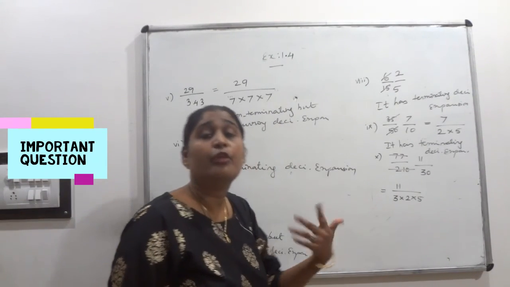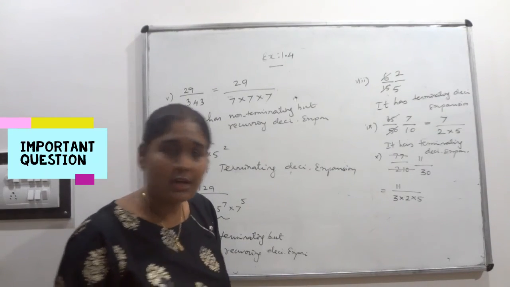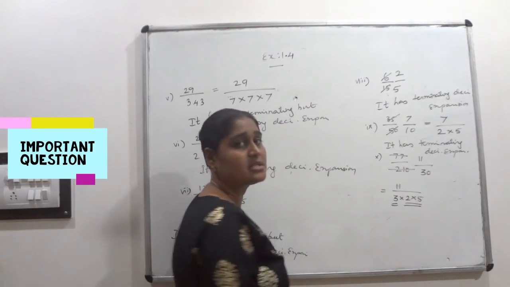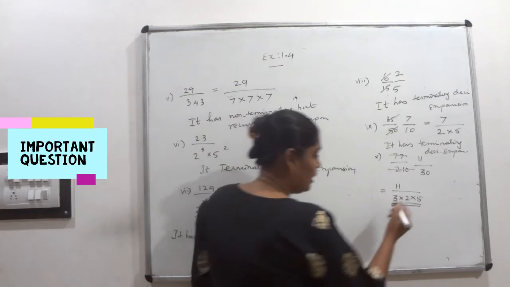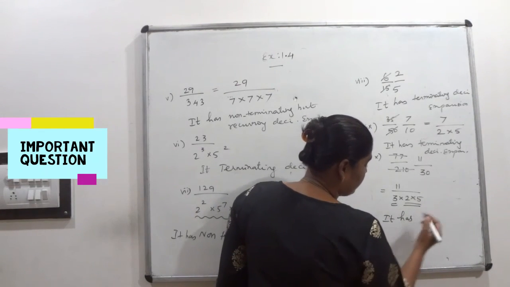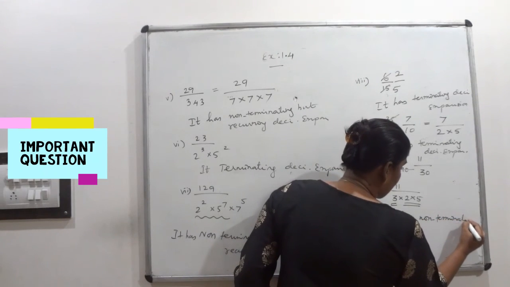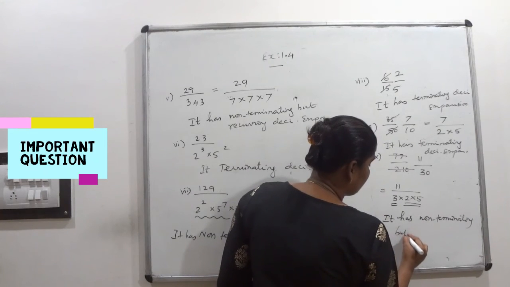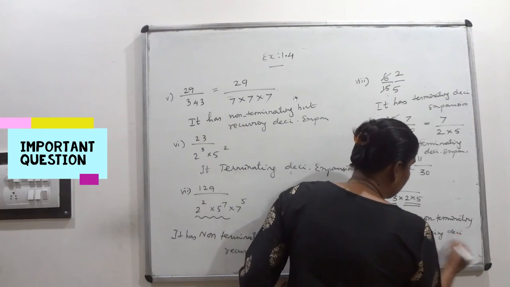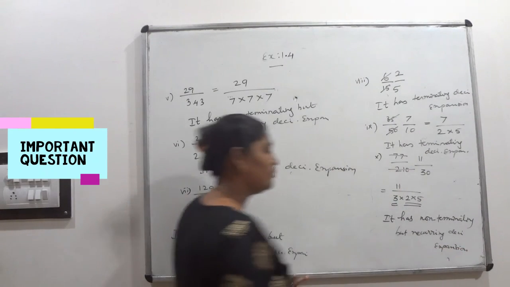It is not in the form of 2 power m or 5 power n or 2 power m into 5 power n. It is given here 2 into 5, but one more factor is there, that is 3. That's why it is non-terminating but recurring decimal expansion. Okay, thank you.